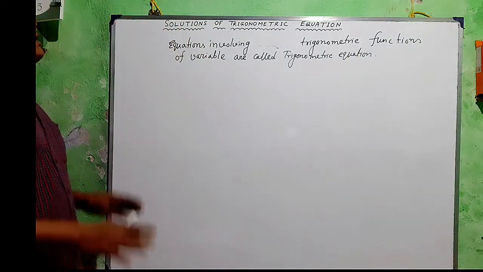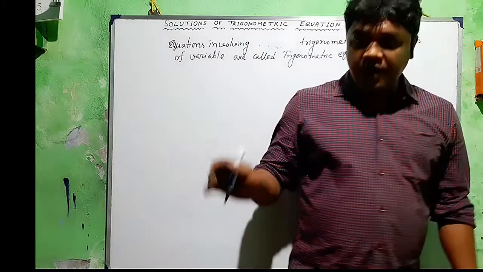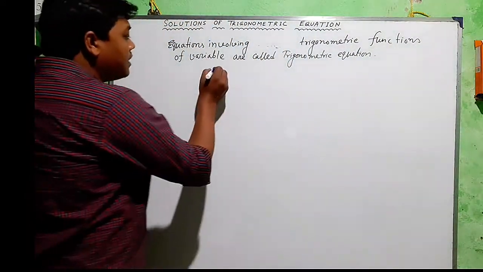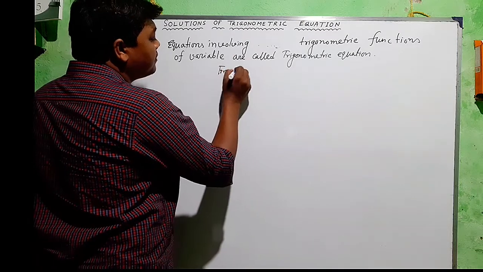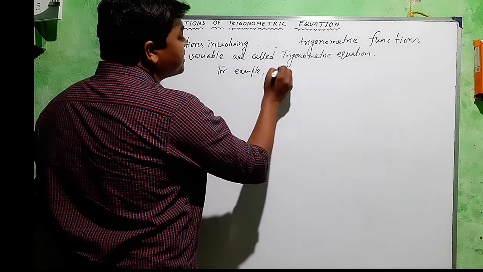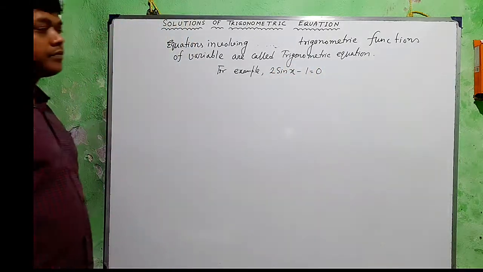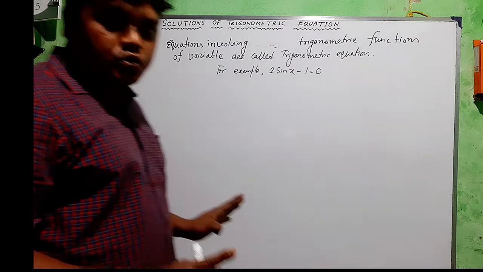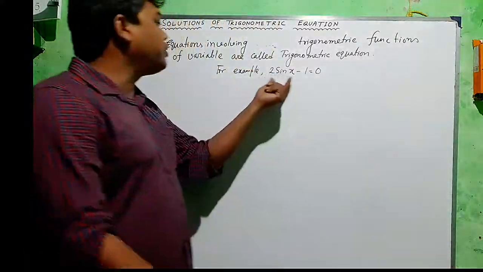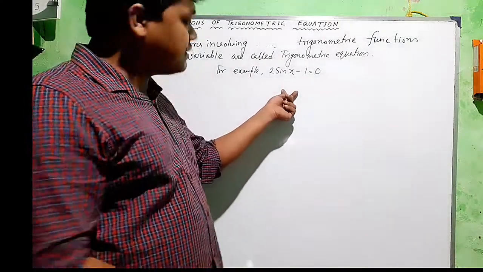তাহলে ত্রিকোণমিতিক সমীকরণ কাকে বলবো? যে সমীকরণের মধ্যে ত্রিকোণমিতিক ফাংশন আছে এবং উইথ ভেরিয়েবল x। For example, 2 sin x minus 1 equals to 0. This equation contains a trigonometric function, the sine function, and the variable x.